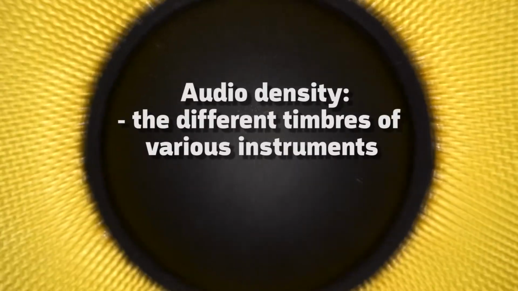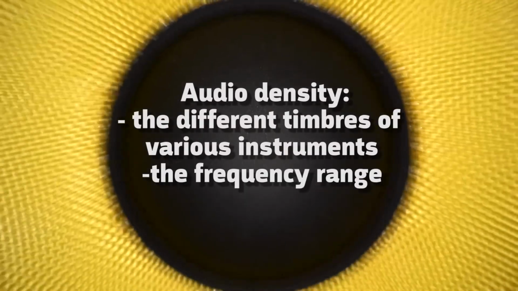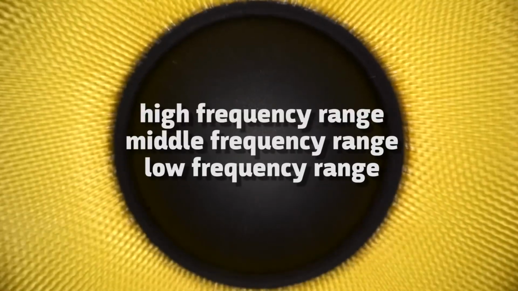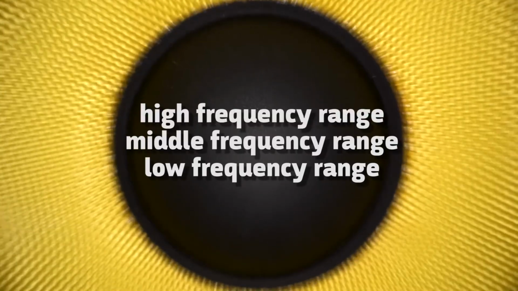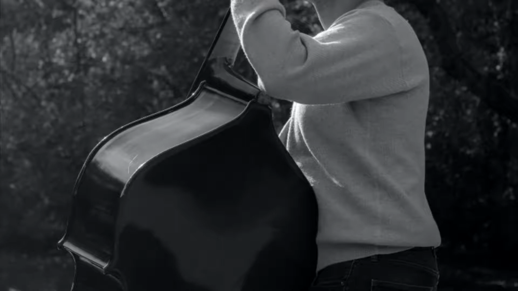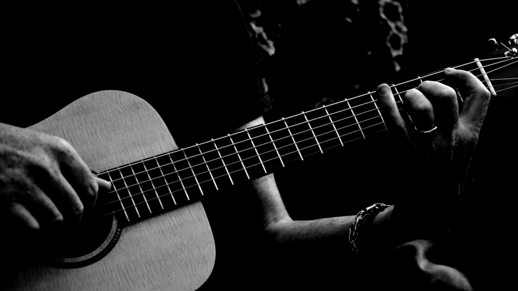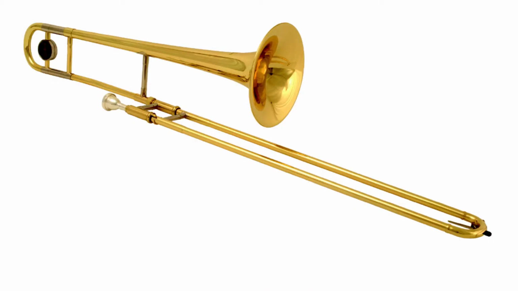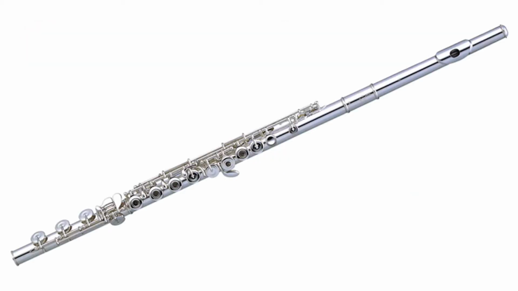From an audio perspective, the different timbres of various instruments as well as the frequency range that pitches are played in, low, middle, or high frequency, can both have an effect on the apparent thickness or density of the sound. In regards to timbre, remember that the design of an instrument causes certain partials in the harmonic series to be suppressed, while other partials will be amplified. This can make certain instruments sound thicker than other instruments.